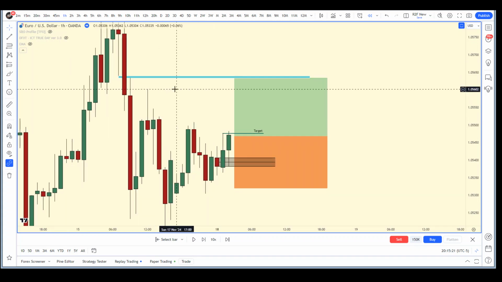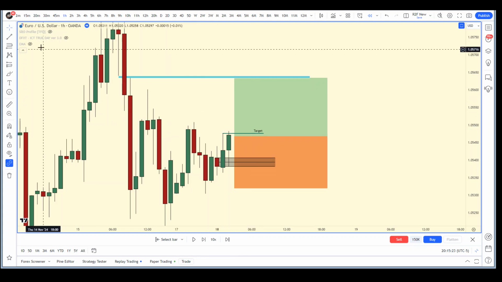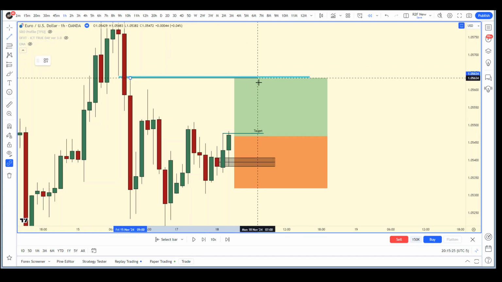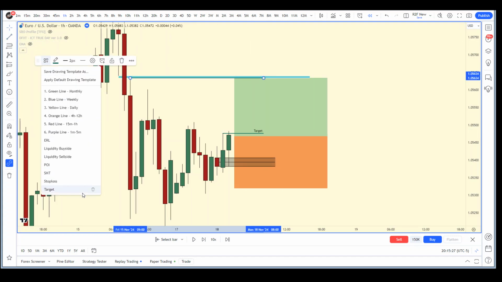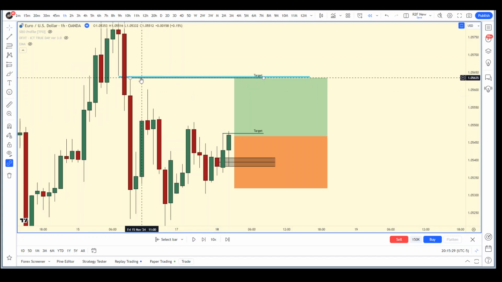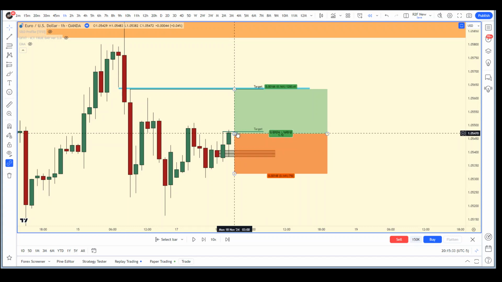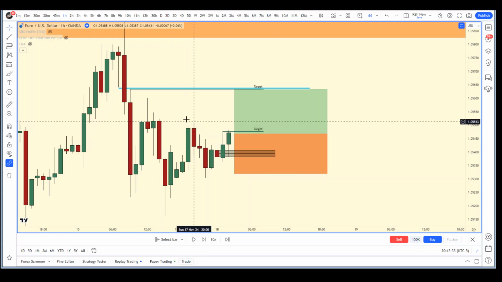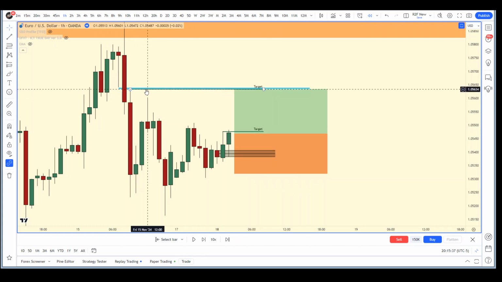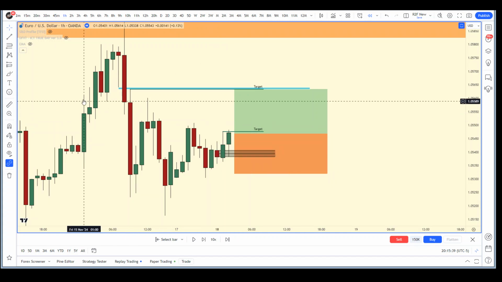So target 1, and target 2 is an opposing PD array on the same time frame, which is this CB, right? In this whole range, what is the next premium array? Nothing here, nothing here. This one's the next premium array, okay, for this 1 hour order block.